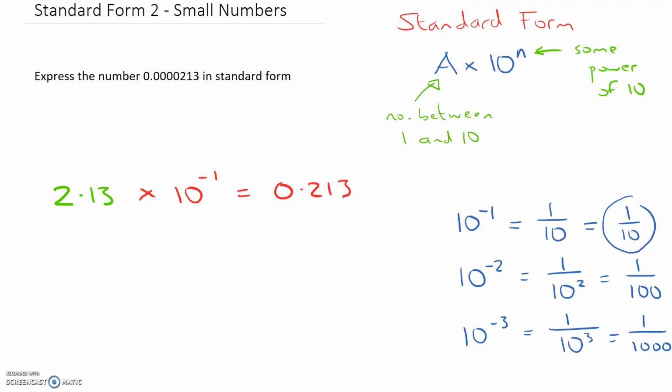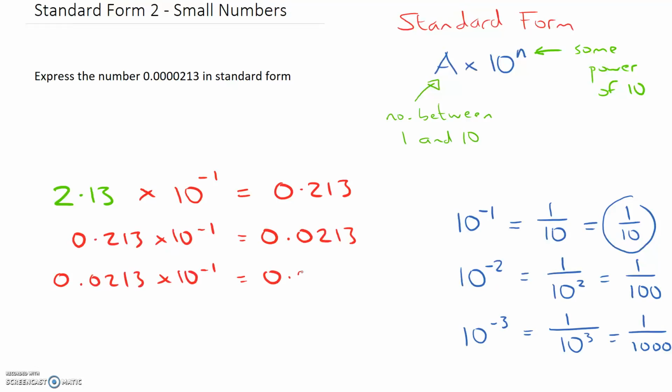How many times 10 to the power of minus 1s will we need? Well, 2.13 times 10 to the power of minus 1 gives us 0.213. If we take 0.213 times 10 to the power of minus 1, we'll get 0.0213. If we do it again, times 10 to the power of minus 1, again, let's put the start number, 0.0213, will give us 0.00213.